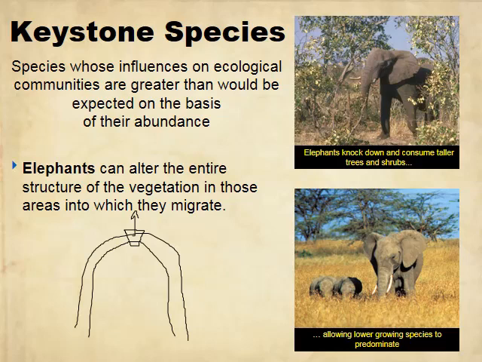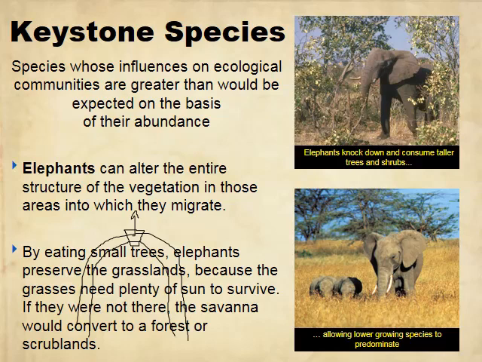So your example is elephants. They can alter the entire structure of vegetation, and they preserve the grasslands by eating the small trees, and they actually keep the grasslands grasslands.